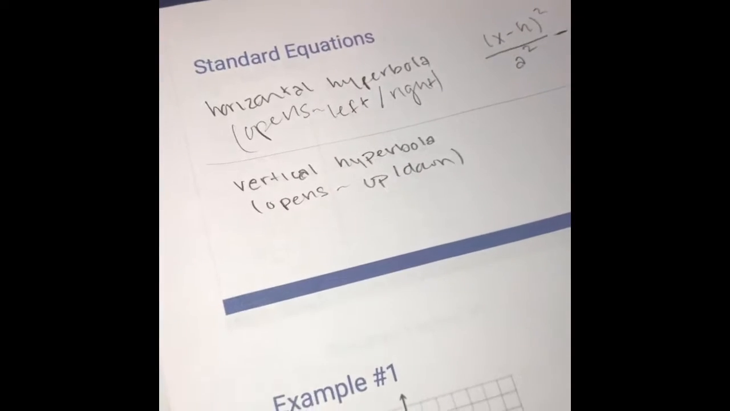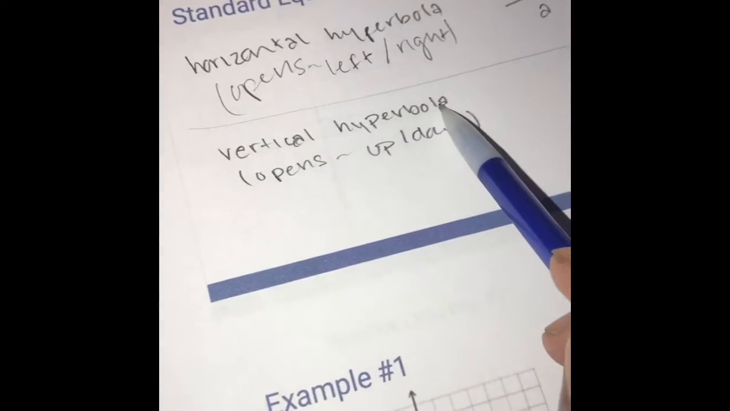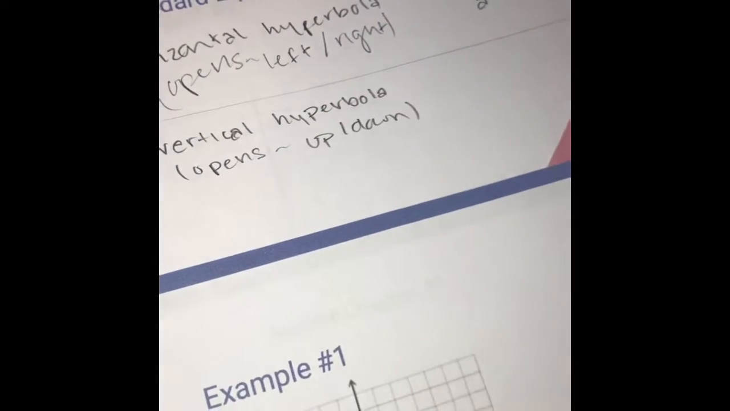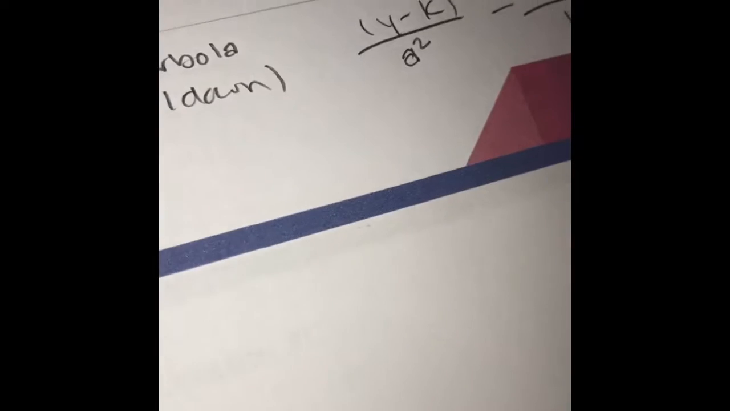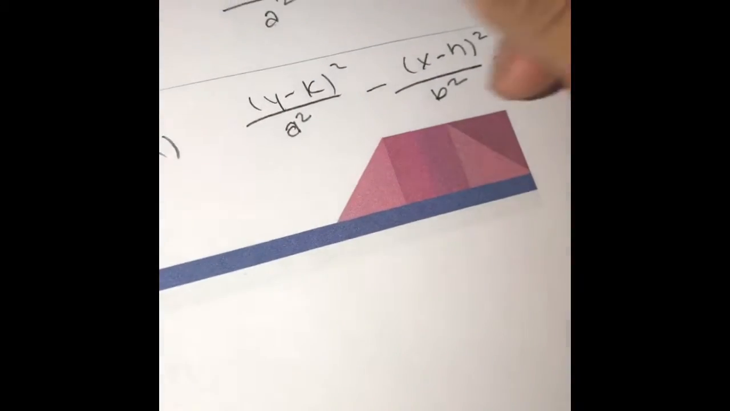Now for the other type of hyperbola, which is the vertical hyperbola, and opens up and down, or vice versa. The standard equation for that would be (y minus k) squared over a squared. That doesn't change. Minus (x minus h) squared over b squared equals 1. Notice how the a and the b never change, but the numerators do for both types of standard equations.